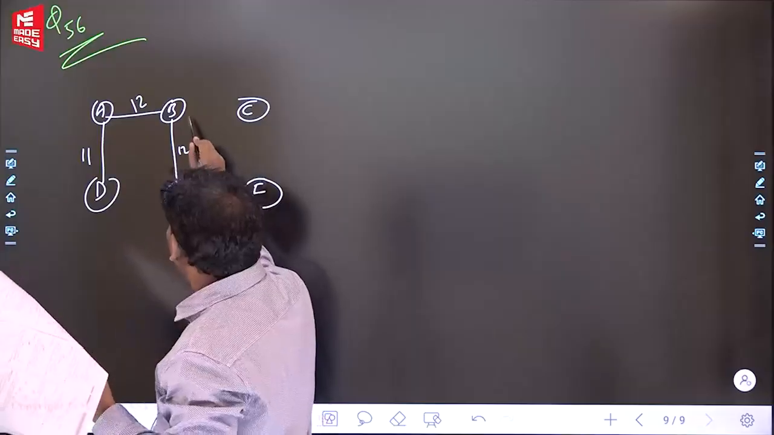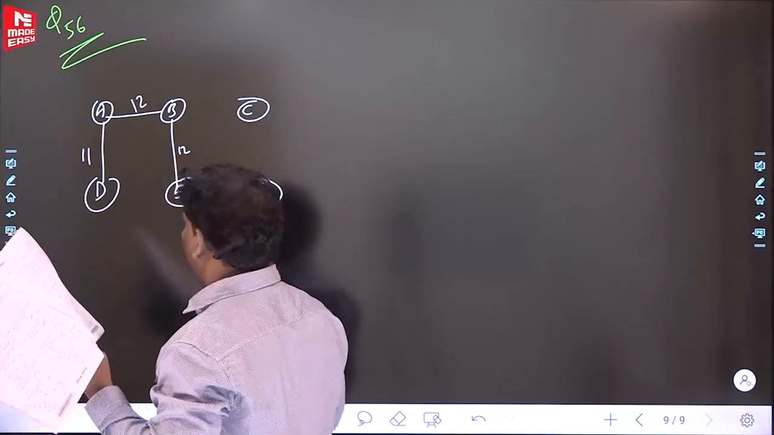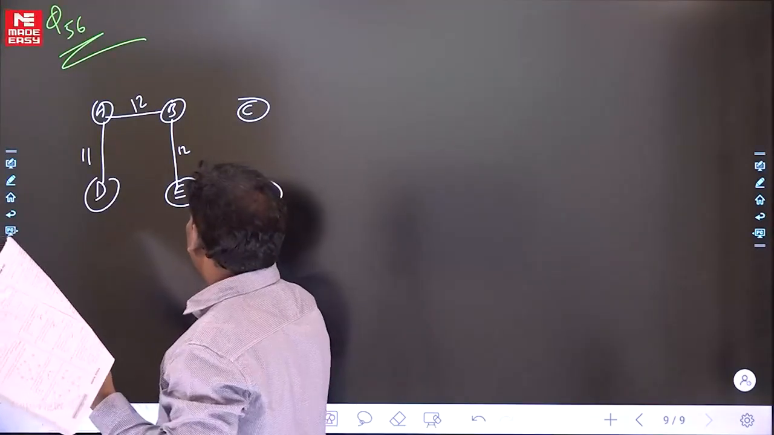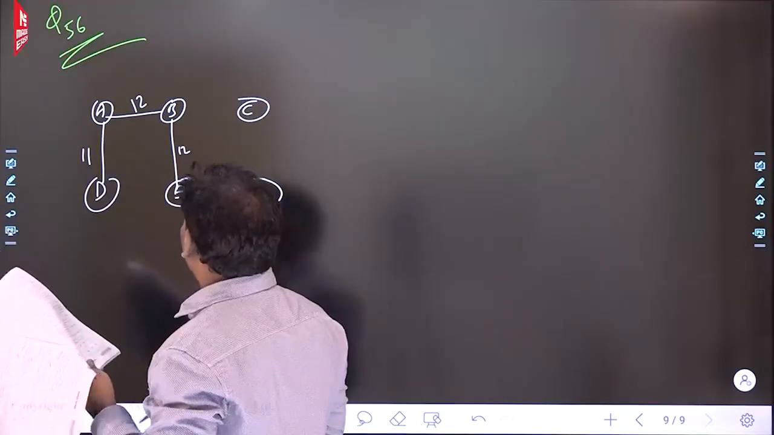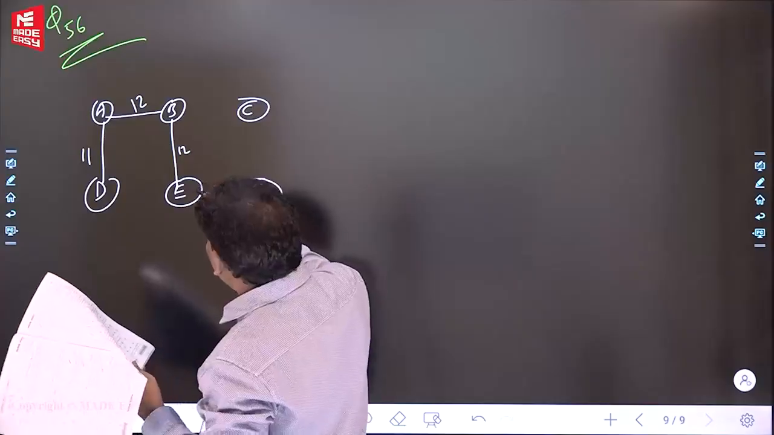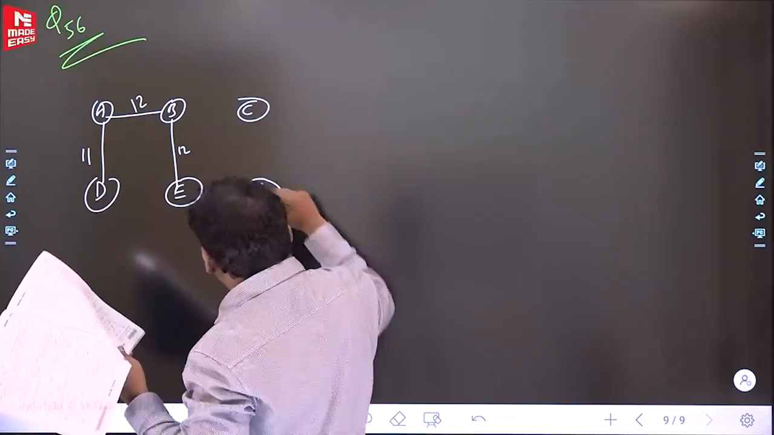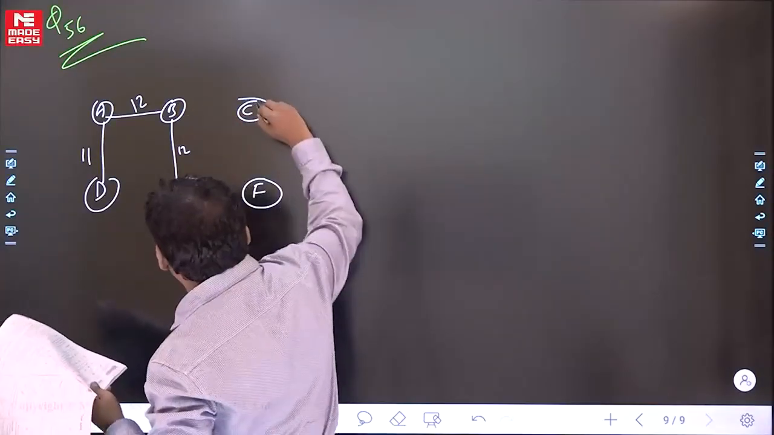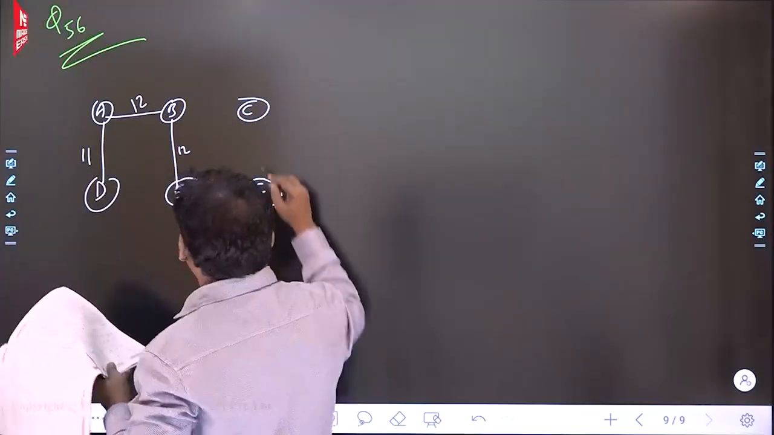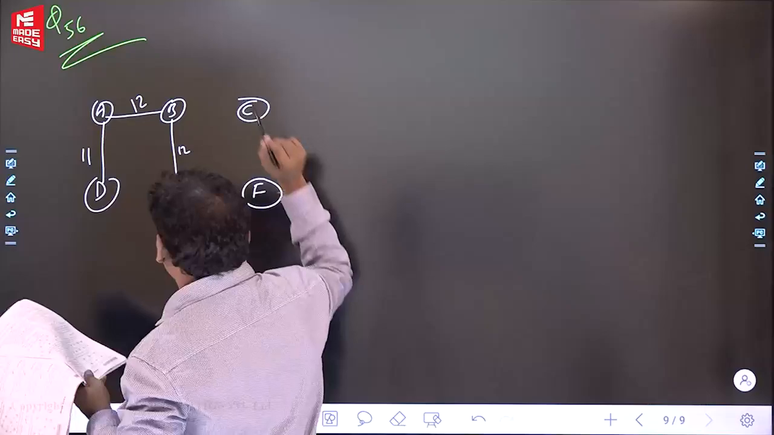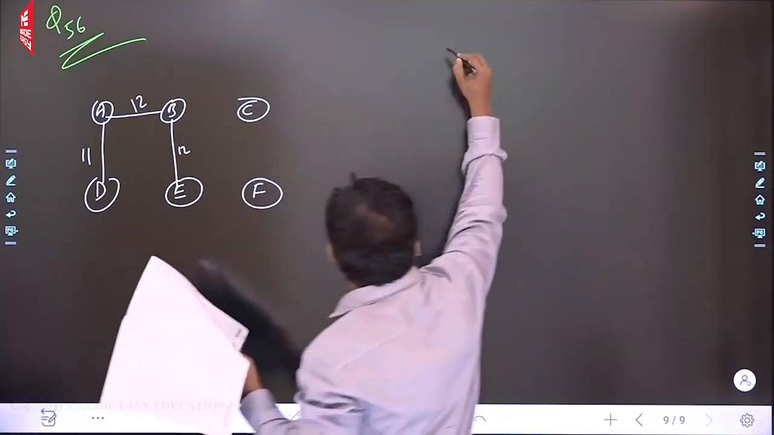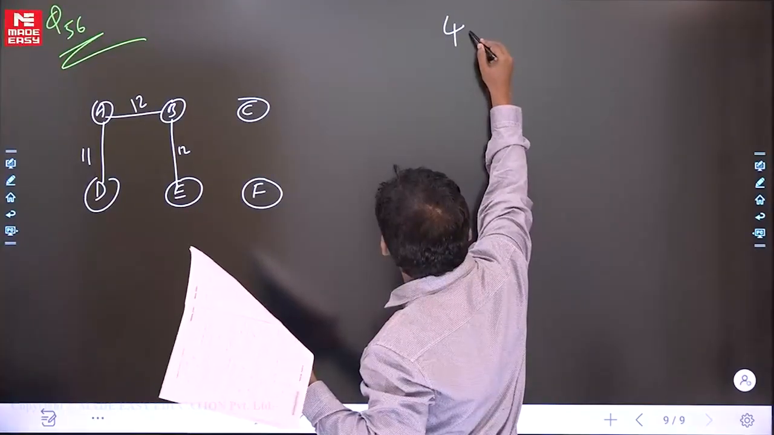What can I take? This 13 and this 13 I can take. Next, this 13 I can take. Next, this 13 I can take. Next, this 13 I will take and this 13 I can take. But this 13 and this 13 I cannot take together because of a cycle. How many 13s are there? Four 13s are there. Out of those four 13s, only two 13s you can take.